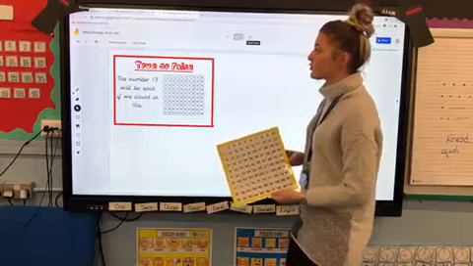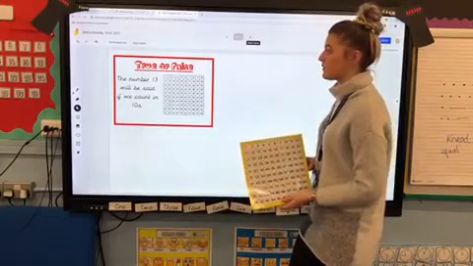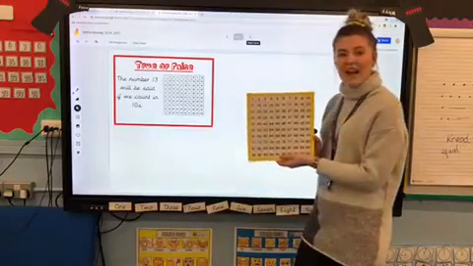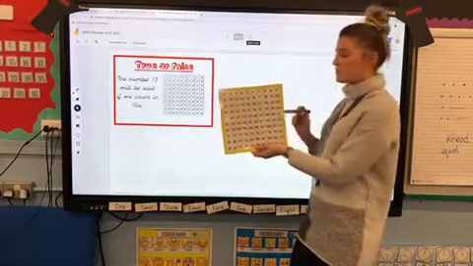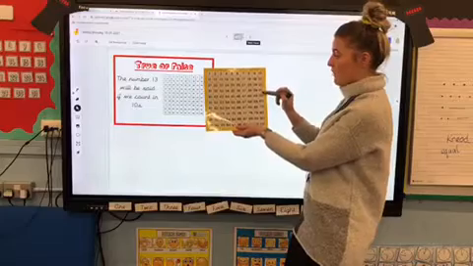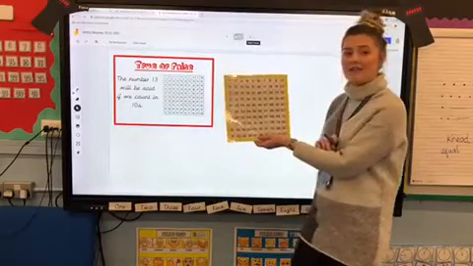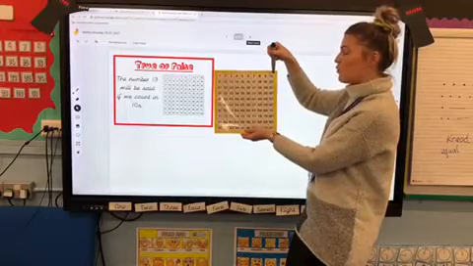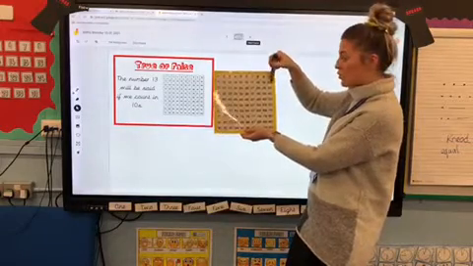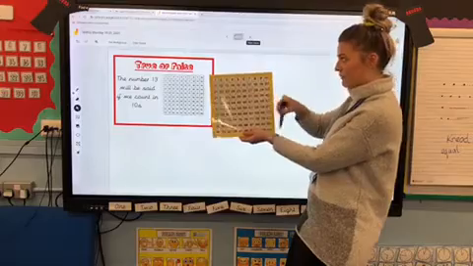Here we have a true or a false. Now remember from our last lesson, I told you that when we were counting in multiples of 10, the number will always end in a 0. That means the 1s digits will always end in a 0.